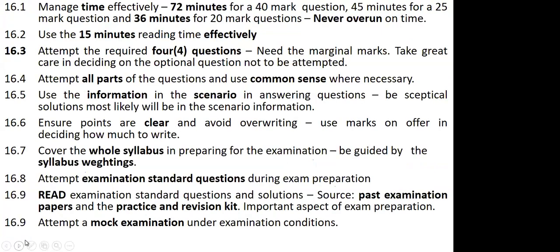The first question, the compulsory question for the CA2.3, 72 minutes, because it's 40 marks. You have to do it within 72 minutes. And 45 marks, 45 minutes for each of the 2 optional compulsory questions in DA11, which means 45 minutes, okay? And 36 minutes for the CA2.3 optional questions. Never overrun on time. That cannot be overemphasized. The moment you overrun on time, you are likely not to finish the exam, or you attempt the last question under panic conditions. Use the 15 minutes reading time effectively.